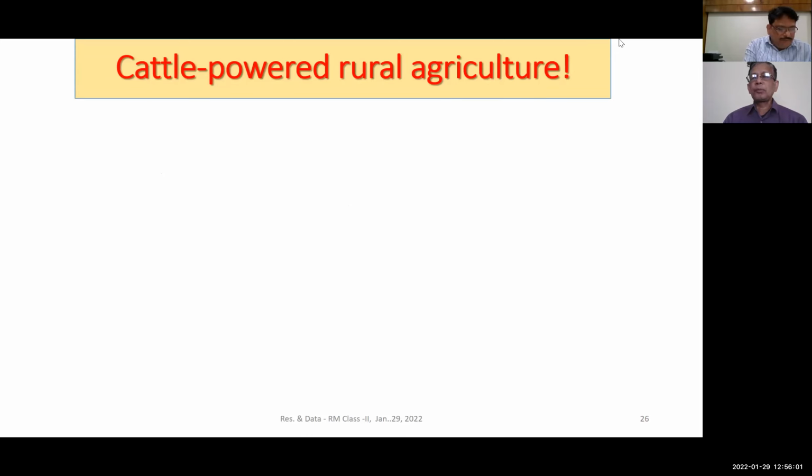The broad objective here is, Sudarshan Babu, your area, you should now be our teacher. Suppose the objective is: how dependent today is our agriculture, particularly in rural Odisha, on cattle power? So if I want to study this, I can do it in many ways. What should we do?